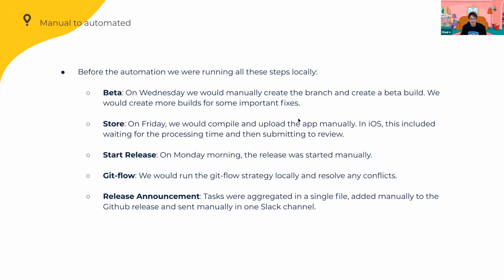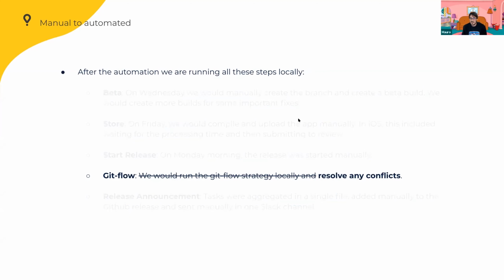So on Wednesdays, we were doing the betas that we have manually. On Fridays, the store also manually. Monday releases, all the Git flow, we were doing it manually in our machines. The release announcements, we were getting all the releases from all the teams and posting them in a certain Slack channel and tagging people. We were doing everything basically manual. And now basically we just moved to this.